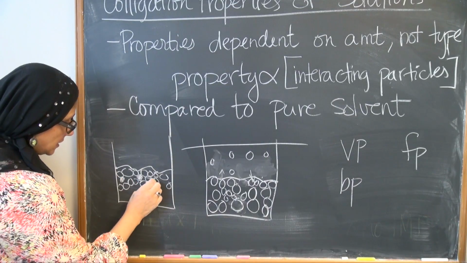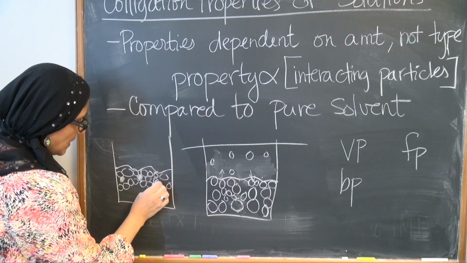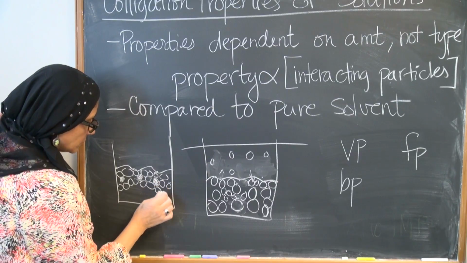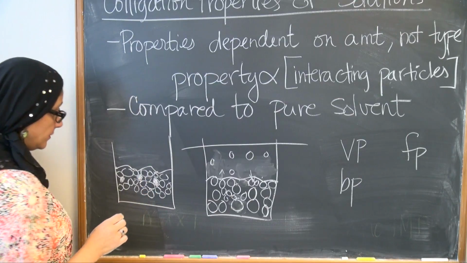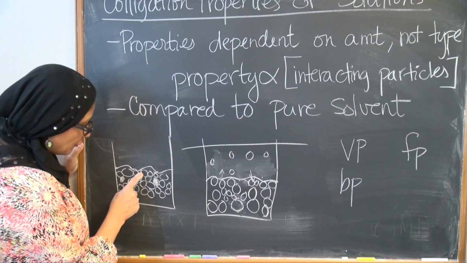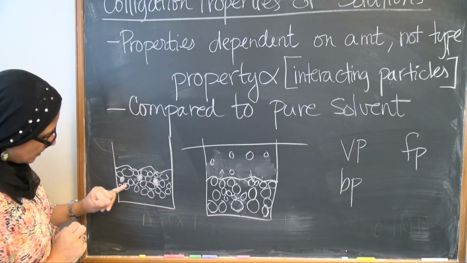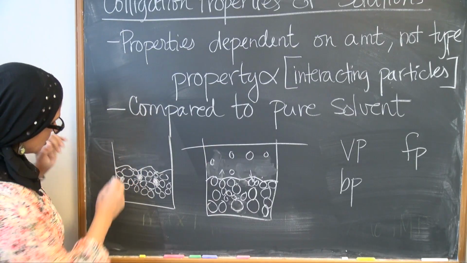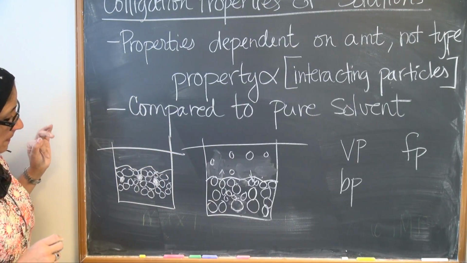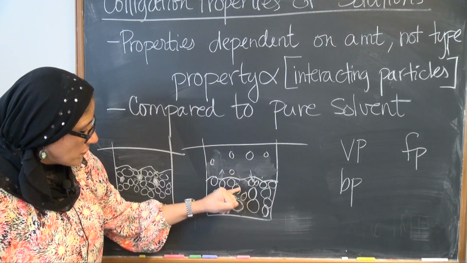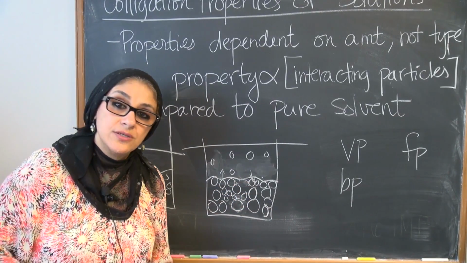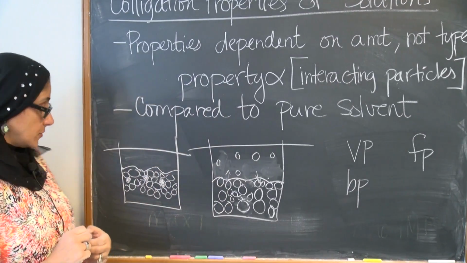So with these added interactions, there are less water molecules. Actually, let me not say it that way. Let me say this. In order for this water molecule right here to escape and go into the vapor, and we'll make a closed system, unlike this molecule had to only overcome the hydrogen bonding with its neighboring water molecules.